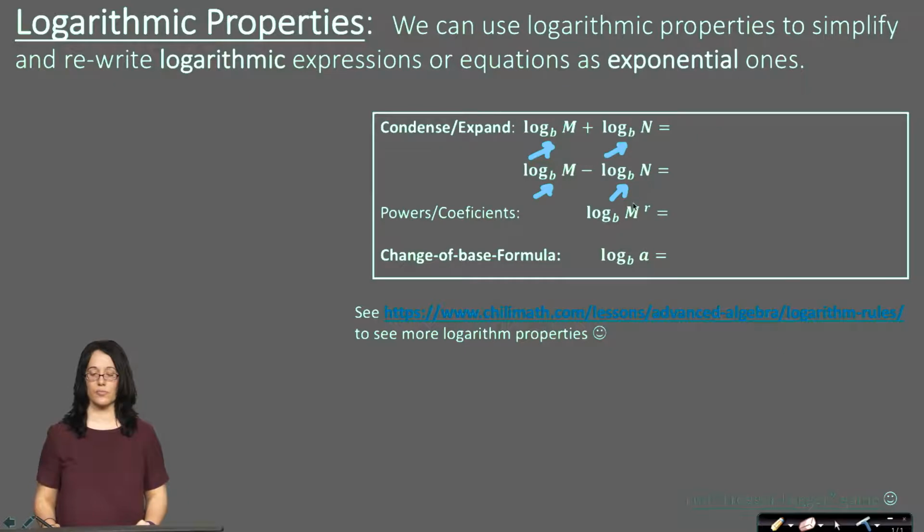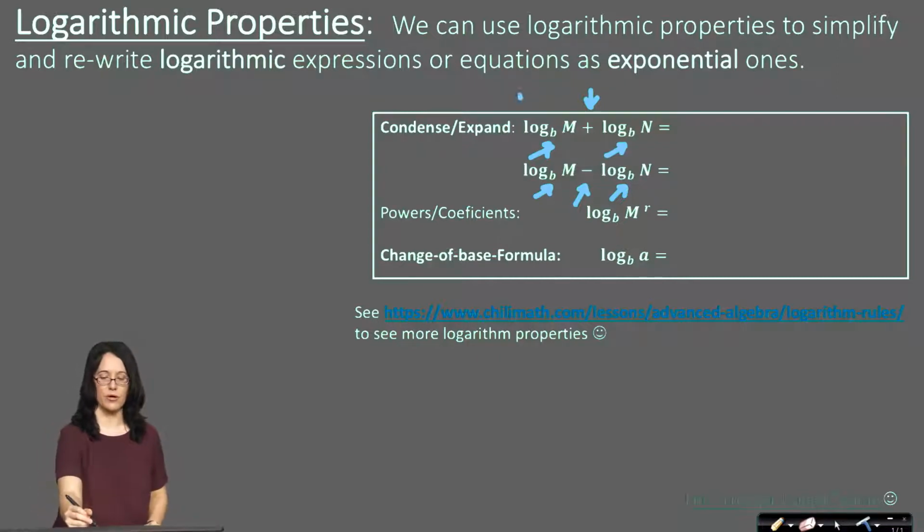Criteria number two is that the logarithms are being added or subtracted. So I see that here, addition, and I see subtraction. So you have logarithms with the same base that are being added or subtracted. But there's one more important criteria. Criteria number three: the logarithms have to have a coefficient of 1.